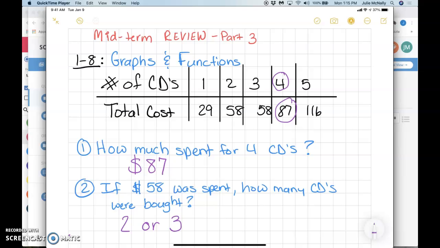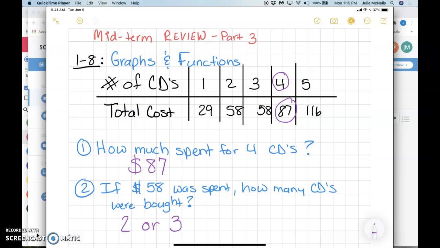Raise your hand if you'd only buy 2. Raise your hand if you'd buy 3. I thought none. It's any CD you want, so it's good. You can pick the artist, you can pick whatever.